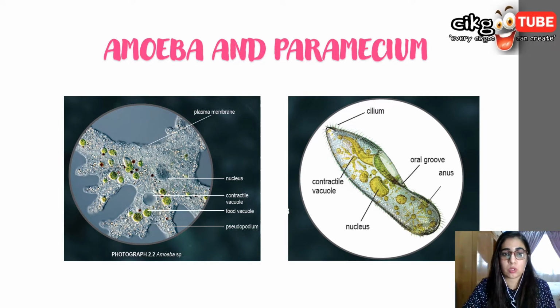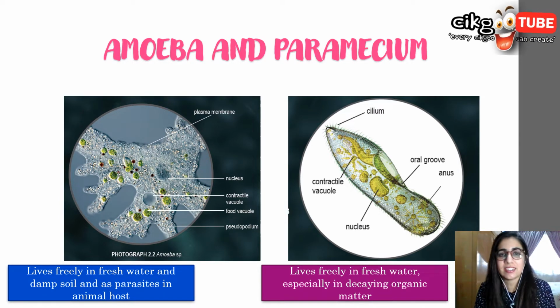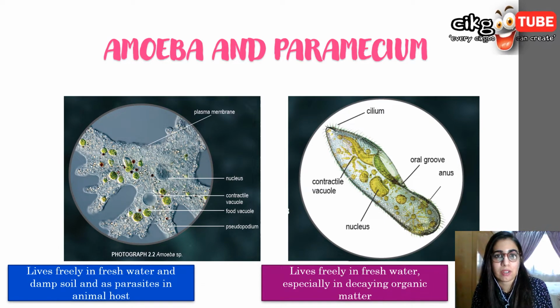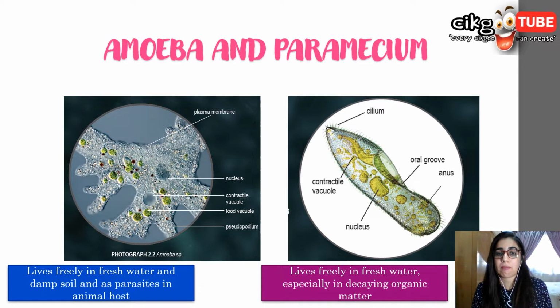Now, where are these protozoans found? Amoeba live freely in fresh water. They like fresh water, not polluted water. Don't think that amoeba can be found only in polluted water. They want fresh water, and they also live in damp soil. But if you accidentally ingest amoeba, they will become parasites to the animal host. So if, let's say, you accidentally drink it in your drink, it will damage your system. Then we have paramecium, which also lives freely in fresh water, especially in decaying organic matter. So they live on decaying organic matter as well.